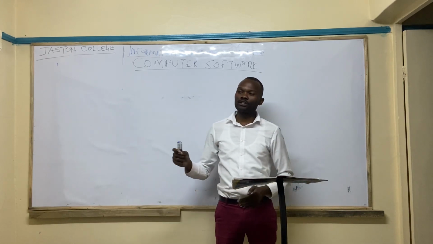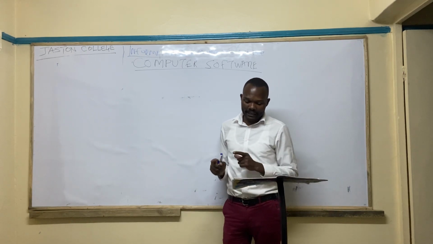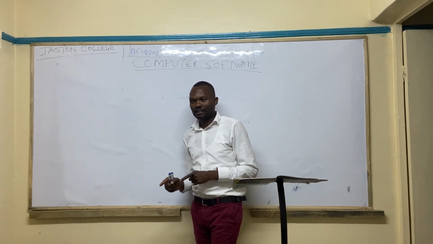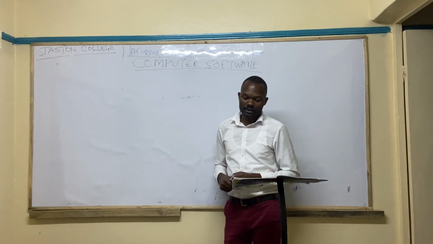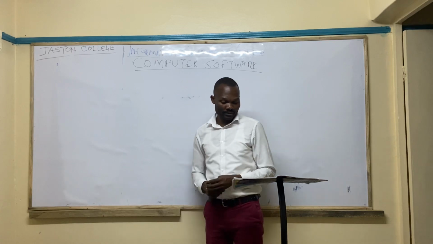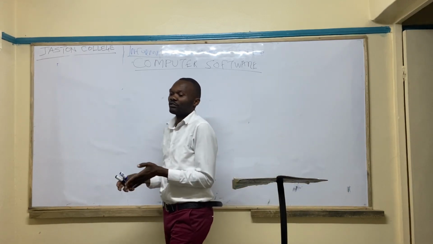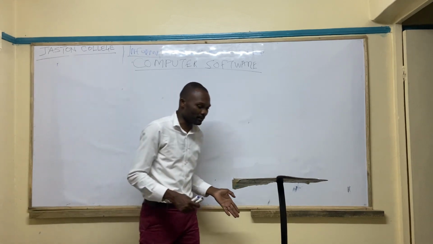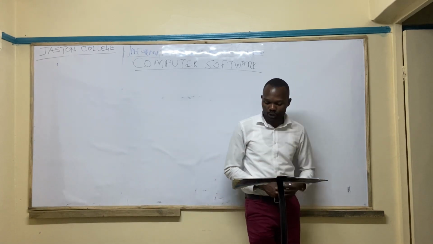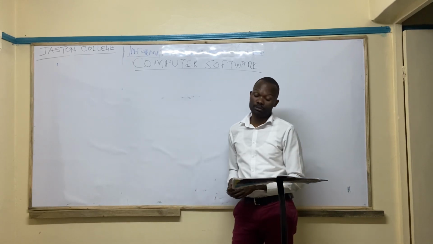When we say utility software, these are software designed for specific problems. That's the advantage. Number two, they're very efficient and accurate. They're reliable. Number three, they're limited because they only solve a specific problem. They don't solve every other problem. Then they cannot multitask, and they occupy a lot of space. I gave an example of QuickBooks.